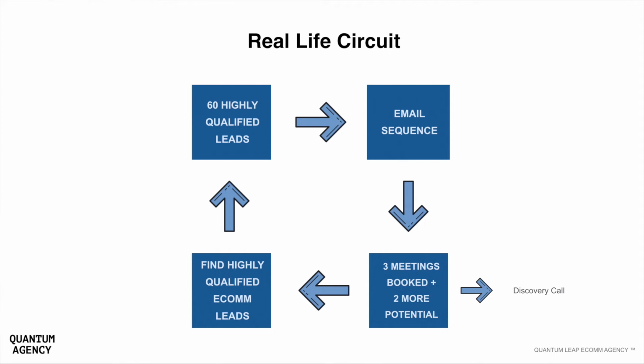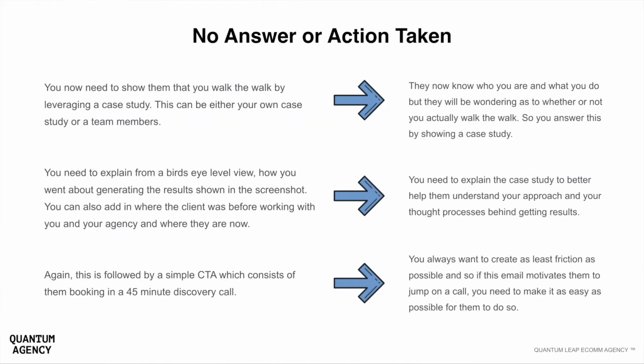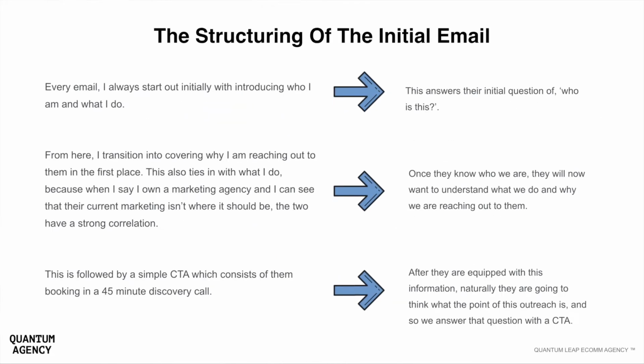So, the real life circuit. These numbers, as you'll see here in a minute, are actually pulled from a student of the Quantum Leap Ecomm Agency program, and he implemented everything that we go through in the program. Essentially, this is a bird's eye view. It's as if we stripped the scripts down to their most basic level, just the bones of the scripts that I give in the program. This is what it looks like. This is why I wanted to cover this in this video today, because you will be able to take this and go ahead and build out your own scripts.